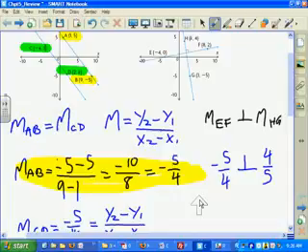Do we agree with this? Yes? People on this side of the room, do we agree with this? A slope of negative 5 over 4 is perpendicular to a slope of 5. Yes? Alright, so that's right.